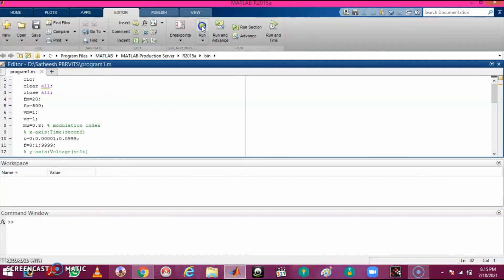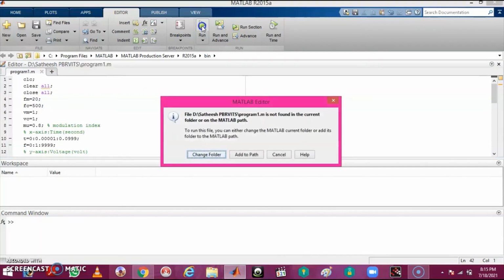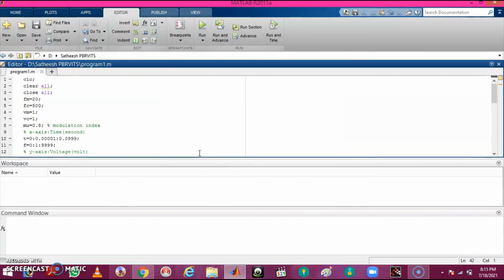So I am running this program, and it will ask like this. You click change folder, and output will be coming. For execution it will take some time. You have to wait.